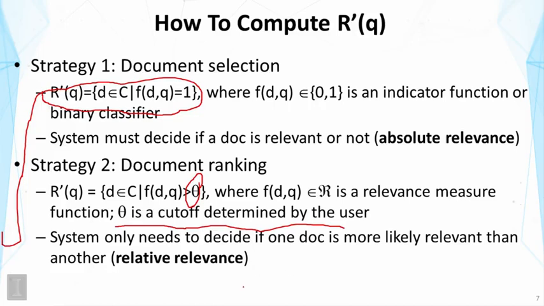So in this case, the system only needs to decide if one document is more likely relevant than another. And that is, it only needs to determine relative relevance as opposed to absolute relevance. Now you can probably already sense that relative relevance would be easier to determine than absolute relevance, because in the first case we have to say exactly whether a document is relevant or not. Right? And it turns out that ranking is indeed generally preferred to document selection. So let's look at these two strategies in more detail.